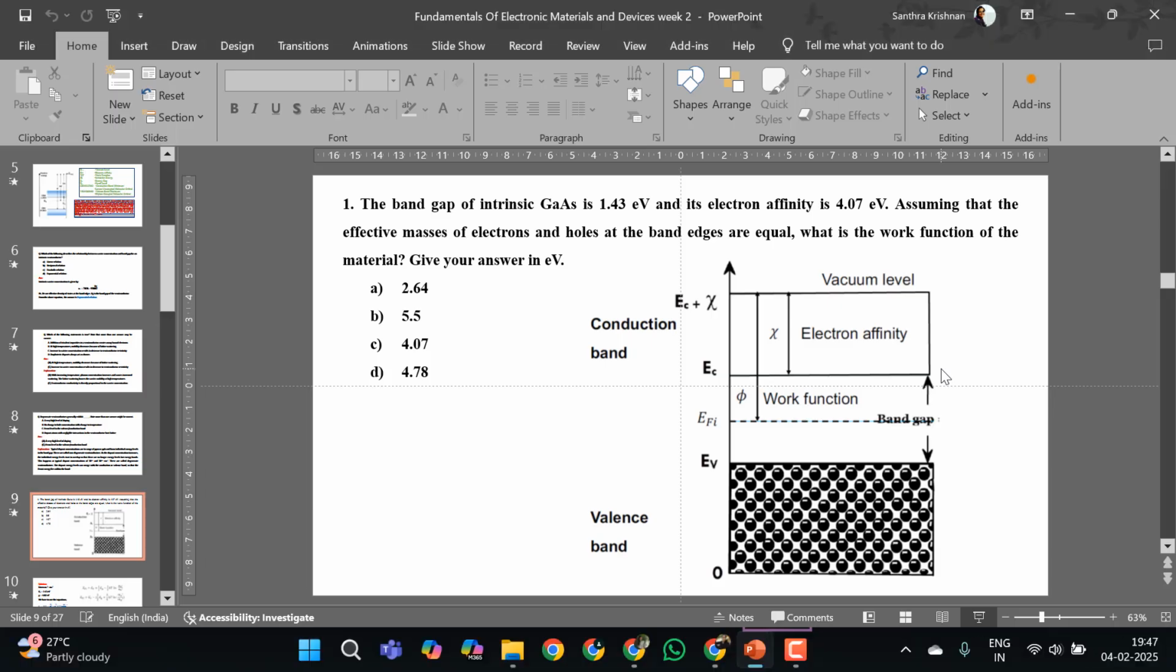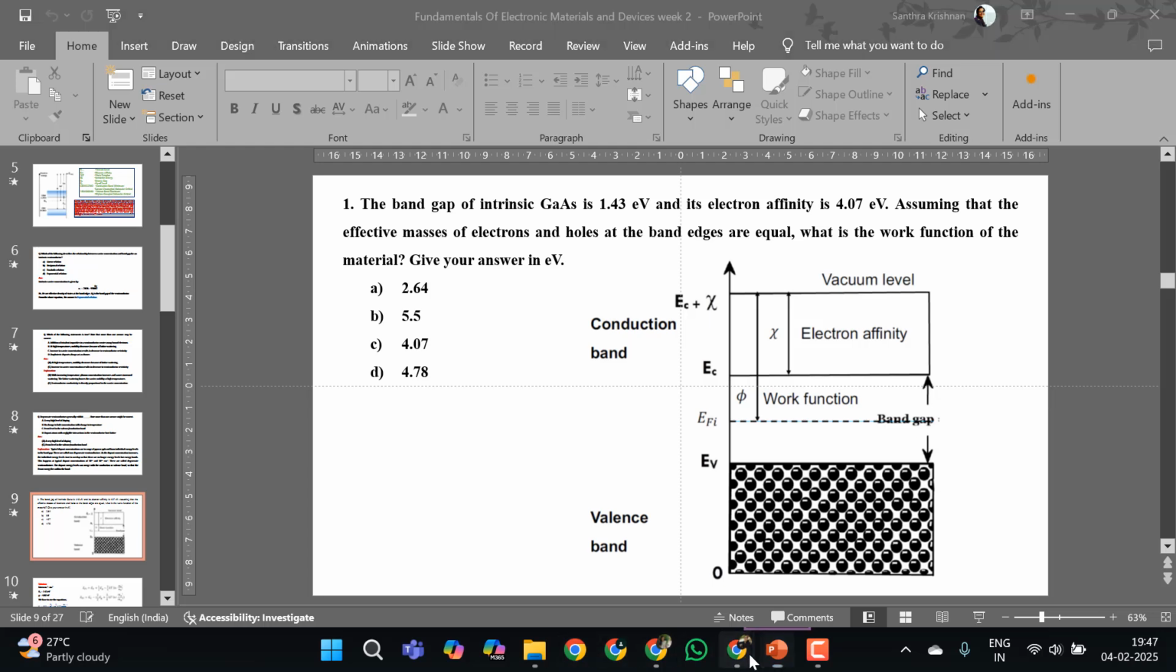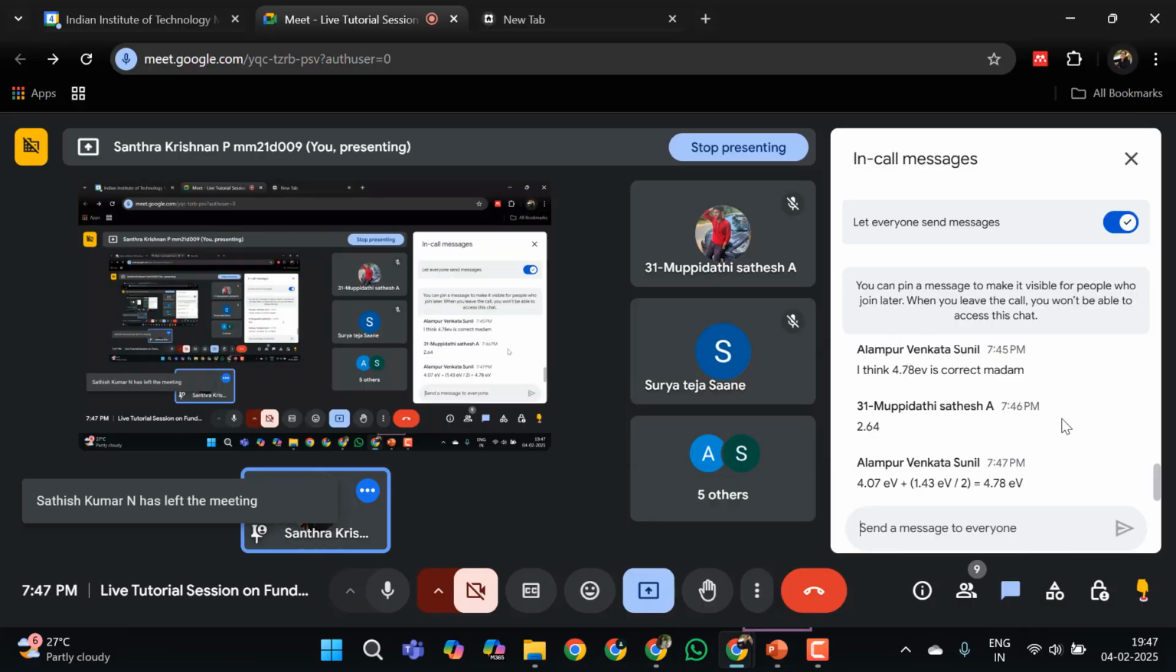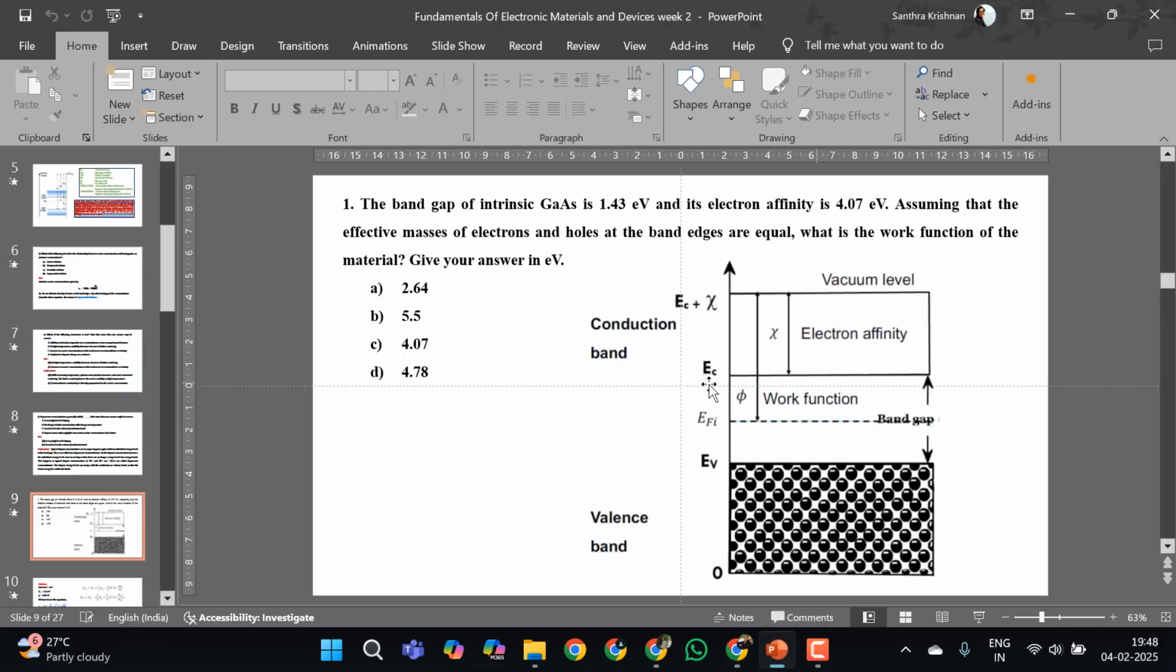Okay, let's see if any other answers are there. Sunil has mentioned how he got it: 4.07 plus 1.43 divided by 2. So then let us check out the answer.